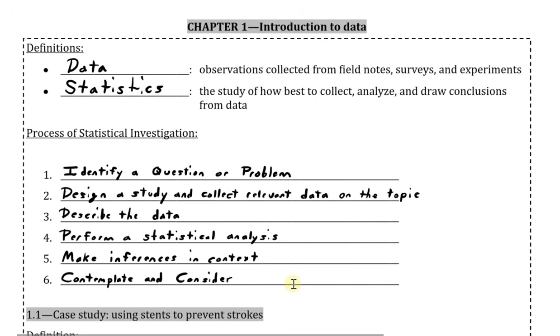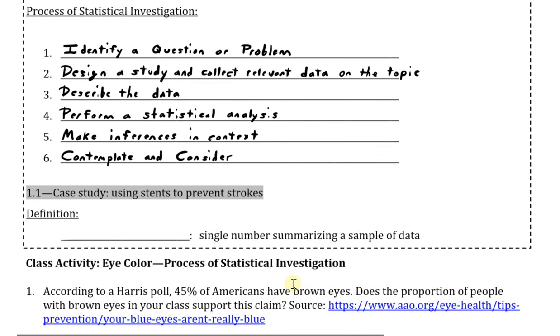We will look at a quick example of this, but before that, we have one more definition. That definition is the definition of a statistic. A statistic is a single number summarizing a sample of data. There are many forms of a statistic we can have, one of which will be a simple proportion, which you will see in the coming example.